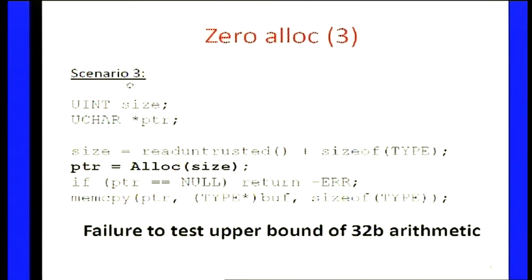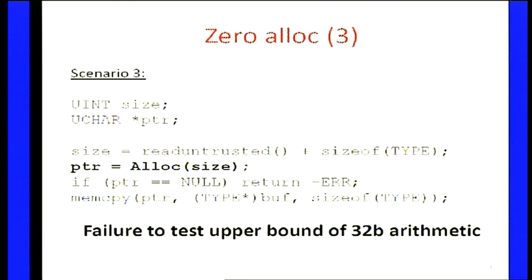Third example. Here you read the size from an untrusted location and you add the size of a structure, say the size of a header, for example. You allocate, and then you check for null again. And here, it's a pretty obvious flaw again, but can you understand why this is potentially buggy?